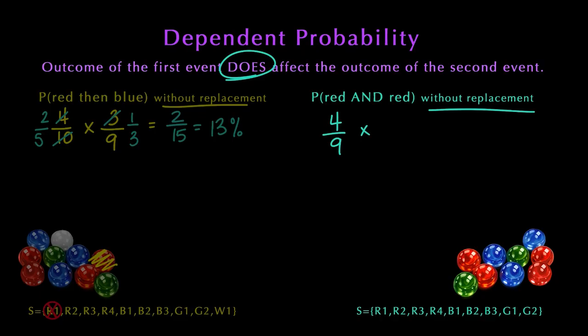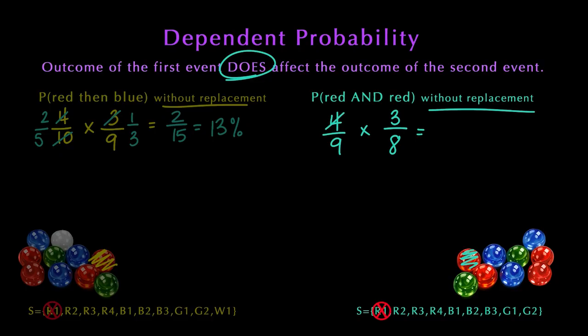And I'm going to multiply that times drawing another red. Again, one of my reds is missing. So now I only have 3 reds out of 8 marbles because I took one out and I kept it out. So now let's figure this one out.